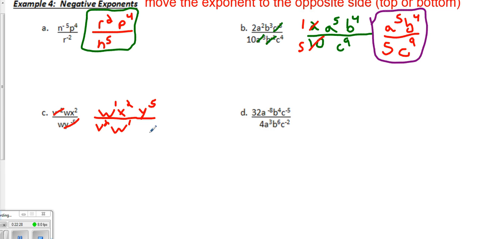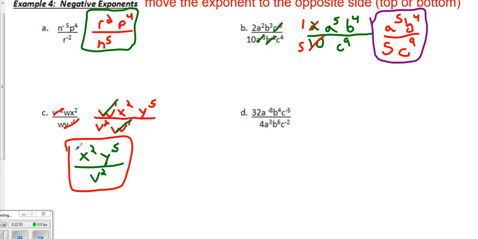Now, the last step is we have w to the 1 on top and on bottom. We can cancel those ones out, which would leave on top x squared y to the 5th over v squared. And we can't simplify or divide out anything else because none of these variables match. It would just be x squared y to the 5th over v squared. That would be all the simplifying you can do.